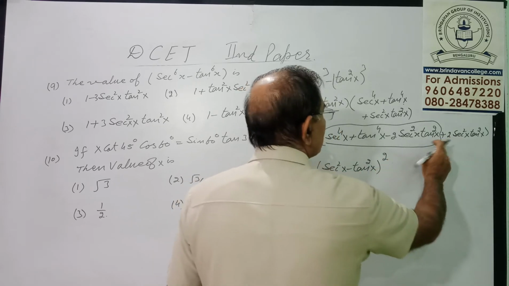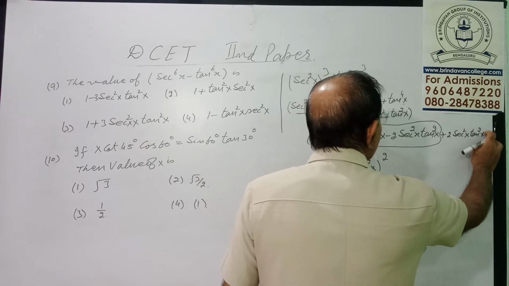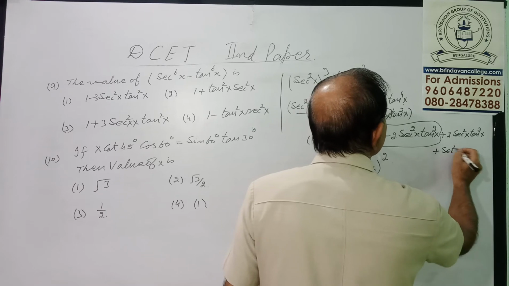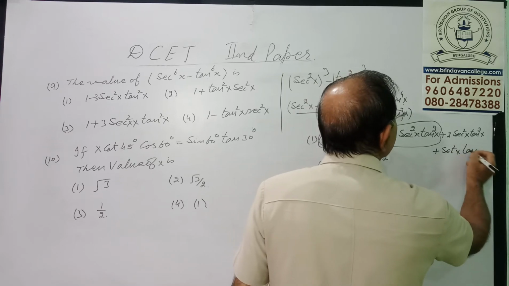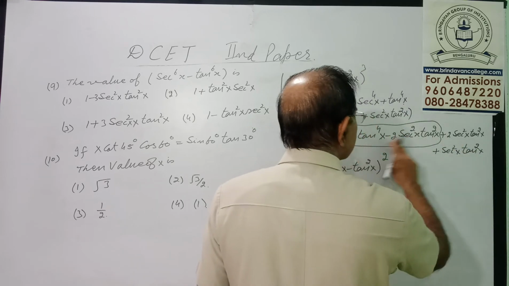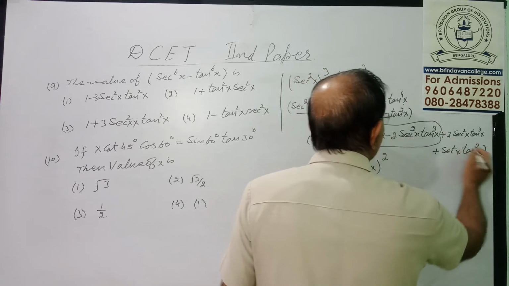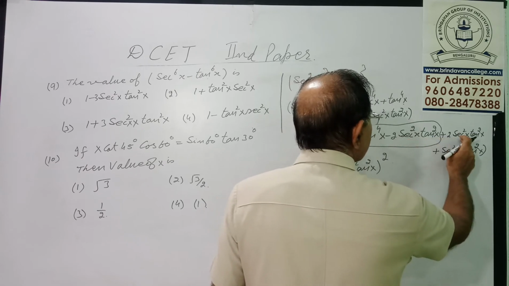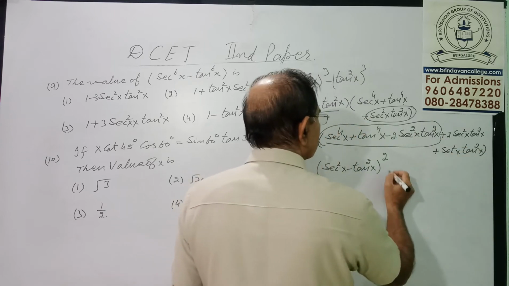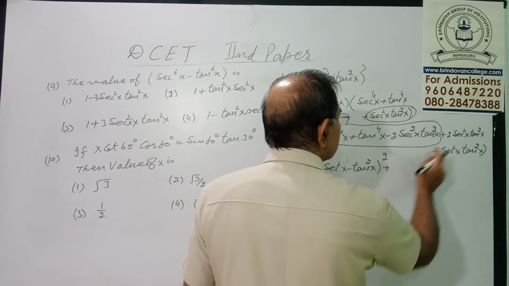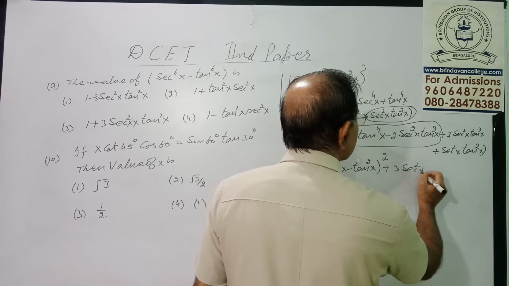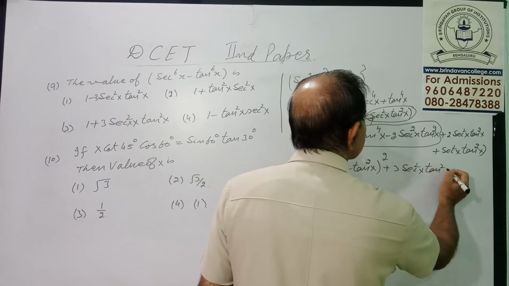1 is there, 2 we have added and subtracted, and 1 is already there, plus secant square x tan square x. See this, here I have done this adjustment by subtracting 2 and adding 2, and 1 we have already there, so you have to put that also. So we will get here plus 2 plus 1, 3 secant square x tan square x.